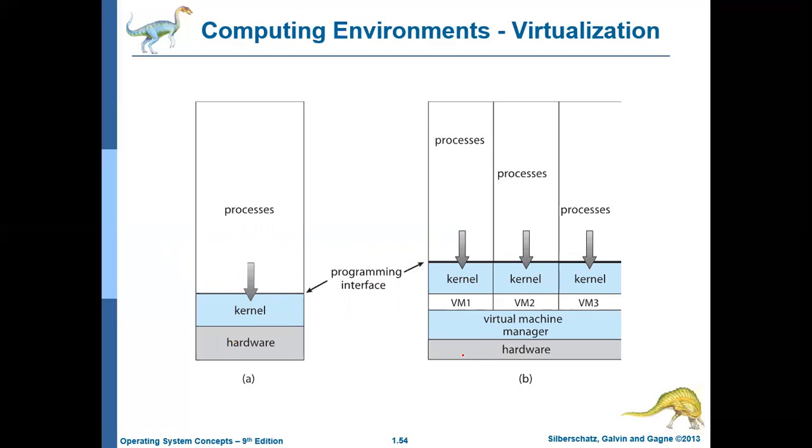So here you have hardware. On top of hardware, you have the VMM, Virtual Machine Manager. Now this system is running three instances of virtual machine, VM1, VM2 and VM3. VM1 is running one kernel, maybe a Windows kernel. VM2 is running another kernel, maybe a Linux kernel. And VM3 is running another kernel, maybe a Mac kernel. So three kernels, which means three operating systems are running in this system.